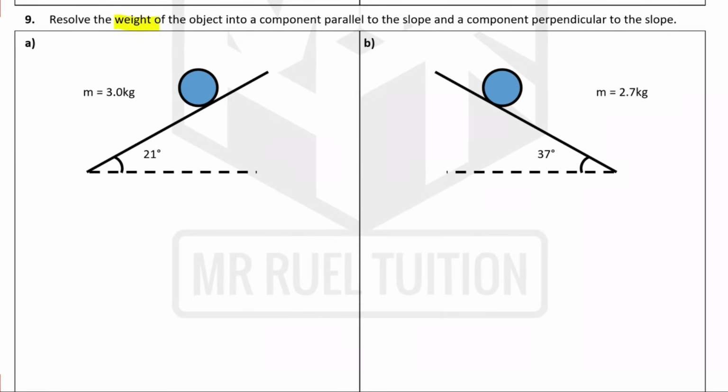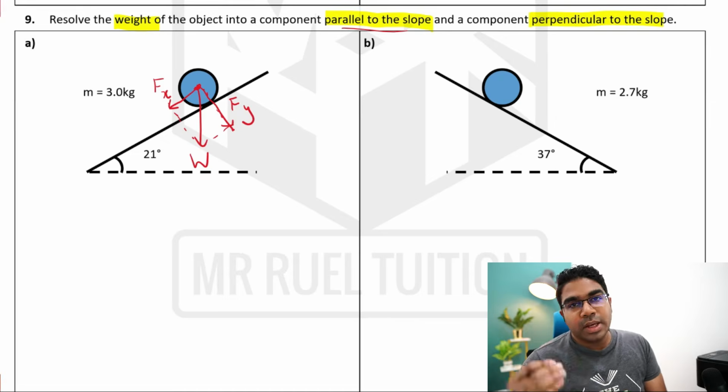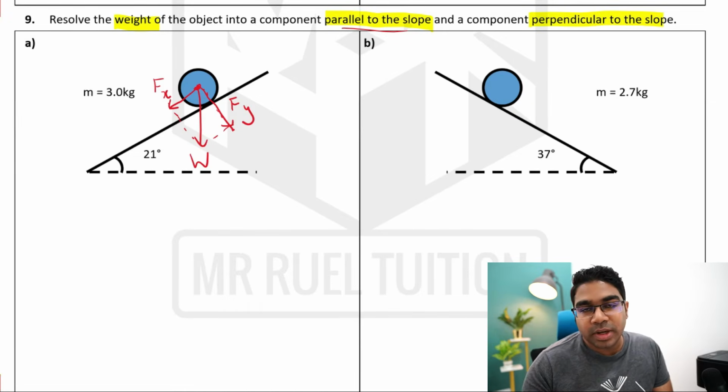Let's say we wanted to resolve a force not in the horizontal and vertical direction. Resolve the weight of the object into a component parallel to the slope and perpendicular to the slope. Let's draw the force here. The force weight is downwards. We want components parallel to the slope. So the component force that is parallel to the slope will be in this direction up to here. Let's call this Fx, and then perpendicular to the slope, so it will be up to here. Let's call this Fy.